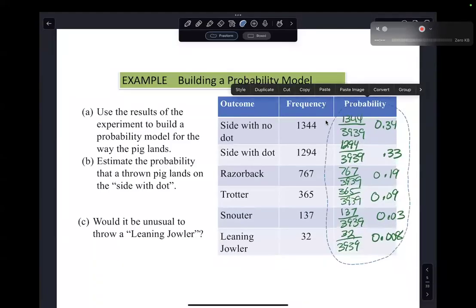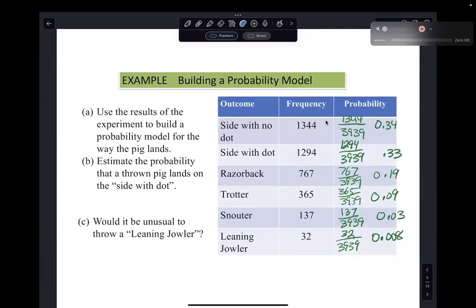I'm trying to be fancy and it's just not working. All right. So we already have our probability model. So we want to look at what is the probability that if we threw the pigs, it lands on a side with a dot. So take a look right here. The probability it lands on a side with a dot is about 33% or 0.33.